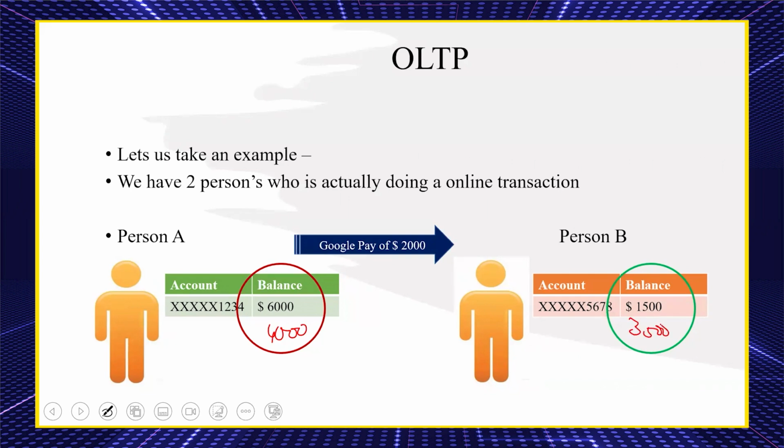But the thing is that money is deposited into person B's account. How? But still person A's account is showing 6,000. Money deposited into person B, it is showing 3,500, sir. But in person A's account, it is showing 6,000 rupees or dollars. Is it possible? No. That means some technical glitch.